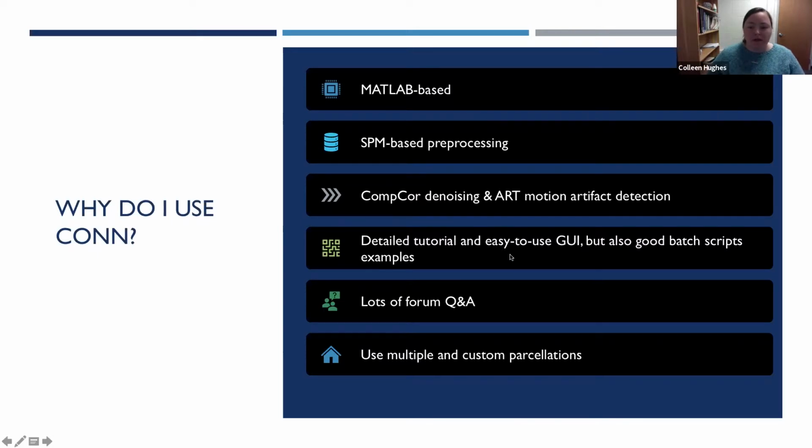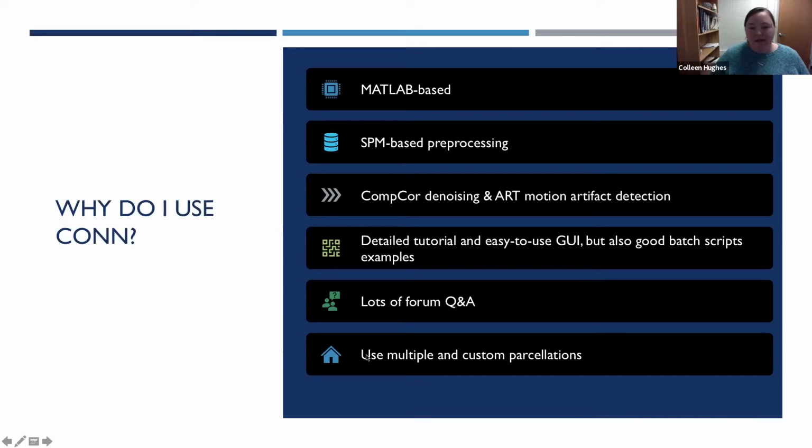Okay, so I mentioned a lot of this. They have a really nice GUI, and they also have good scripting, so you can script if you want and work within that, and you can also use the GUI. I like to use a combination just to make sure that things are loading properly in the way that I think they are with the scripts.